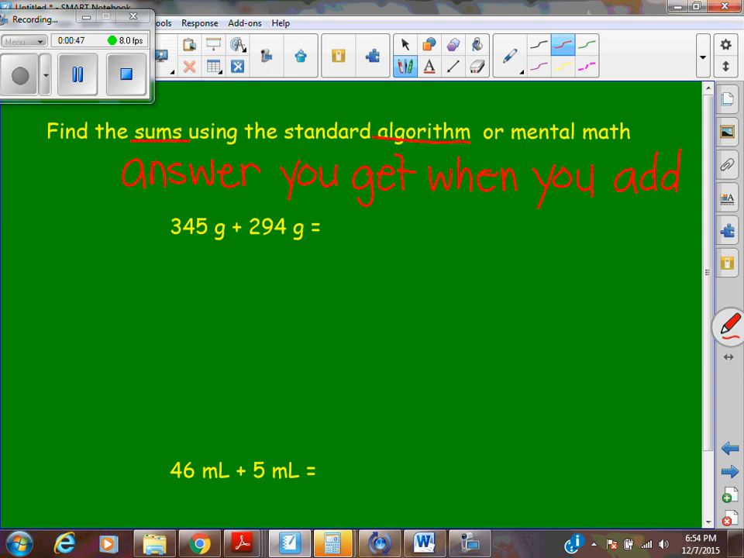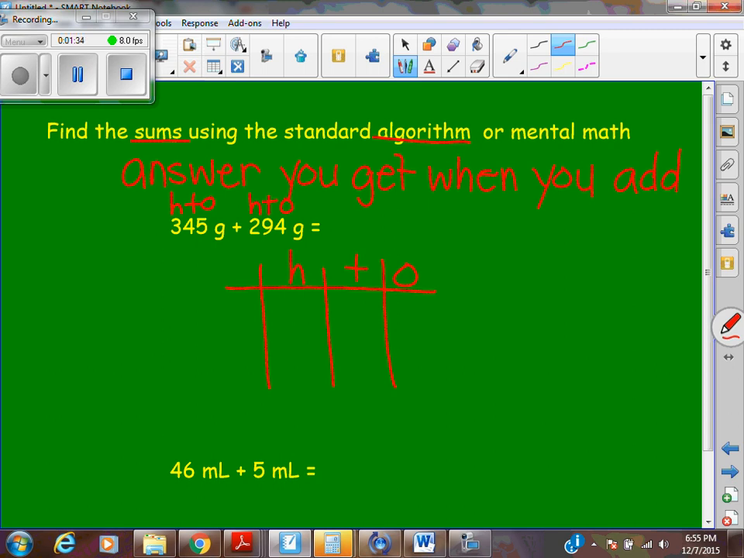One thing that's important when you're using the standard algorithm is you have to know your place value. You have to know that 345 really means 5 ones, 4 tens, 3 hundreds, plus 4 ones, 9 tens, and 2 hundreds. The standard algorithm means that I'm going to add all my ones together, all my tens together, and all my hundreds together. Now, if I have more than 10 of anything, then I have to regroup it to the next place value. So I'm going to draw a place value chart here to help us.